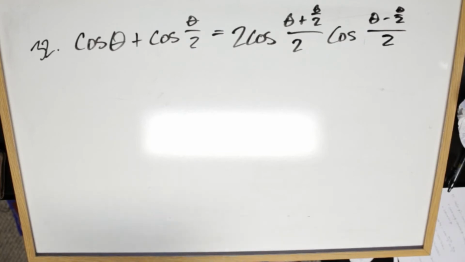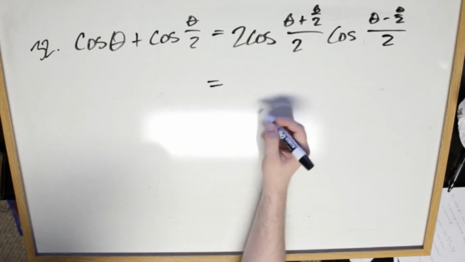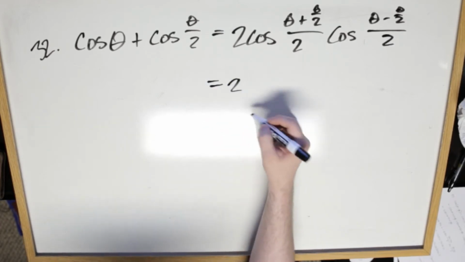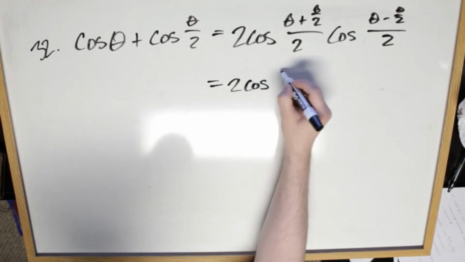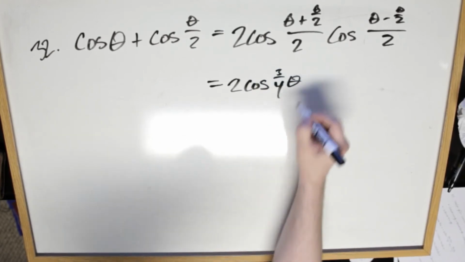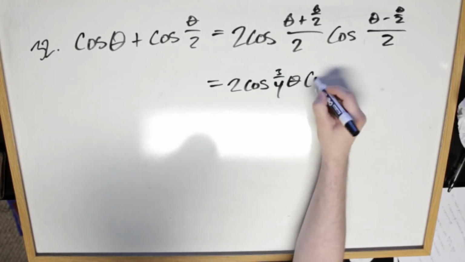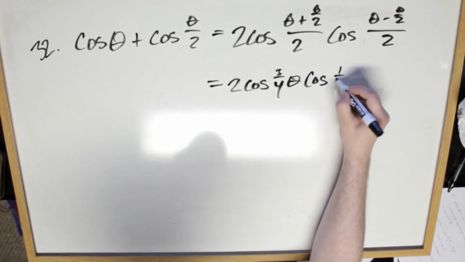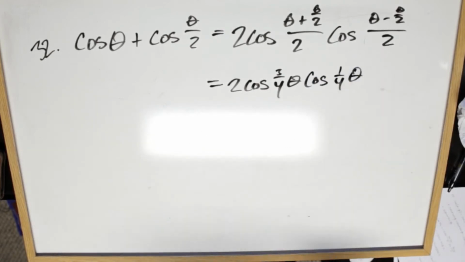So pretty much at this point it's just a matter of doing some algebra, working things out, getting rid of those complex fractions, and what you'll find is if you work this all out, you'll get 2 times the cosine of 3/4 theta times cosine of 1/4 theta. Or theta over 4, 3 theta over 4, that's fine. You can do it that way as well. So again, it's just a lot of algebra at this point, but I'm confident that you guys can all do that.